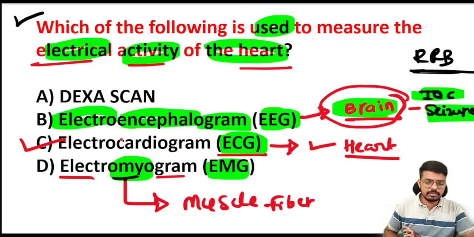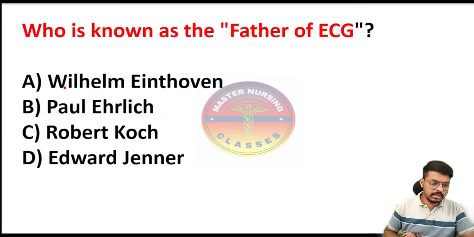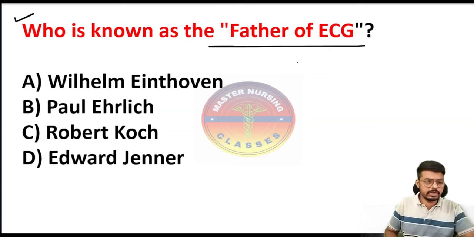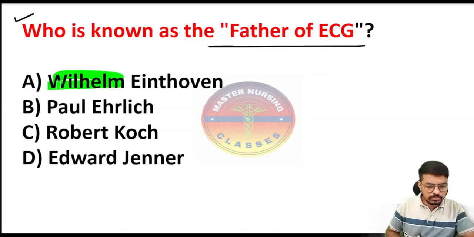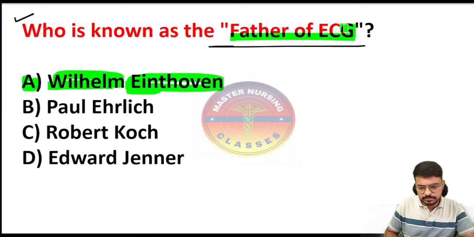The electrical activity of the heart is the ECG. Here's the next important question that all of you have to know about the ECG: who is known as the father of ECG? Option D is Edward Jenner, option C is Robert Koch, option B is Paul Ehrlich, and option A is William Einthoven. Yes, all of you are giving the correct answer: A, William Einthoven is called the father of ECG.